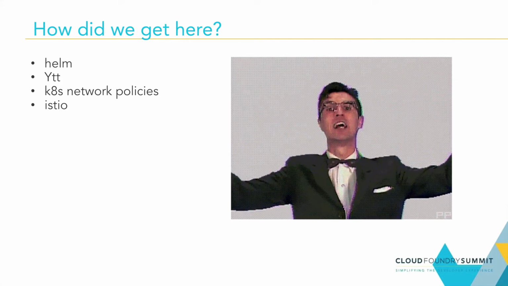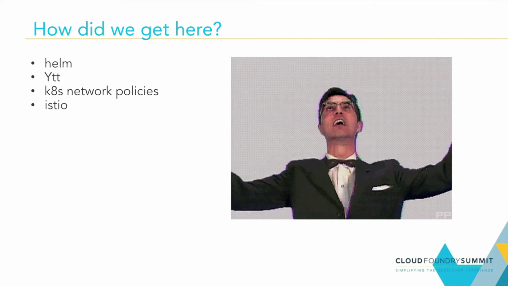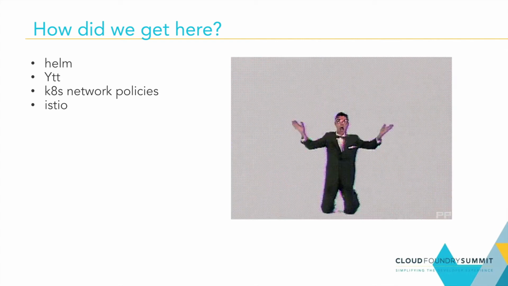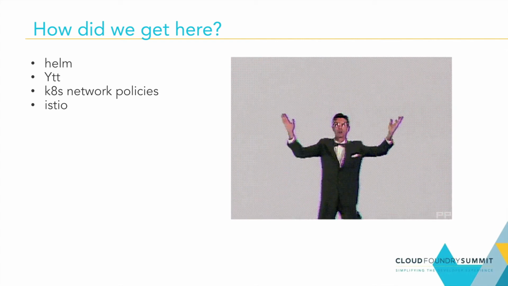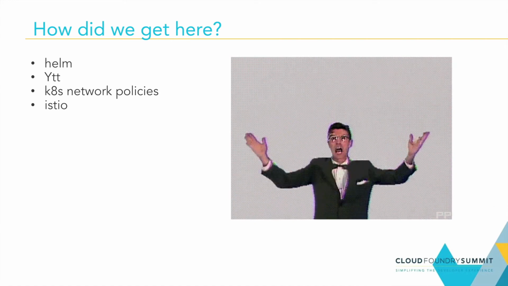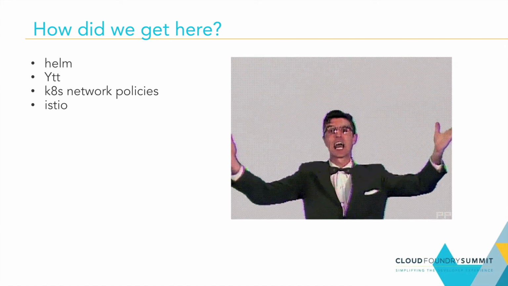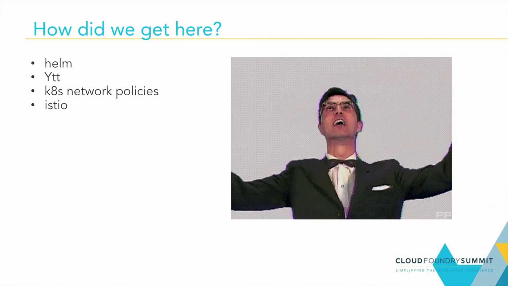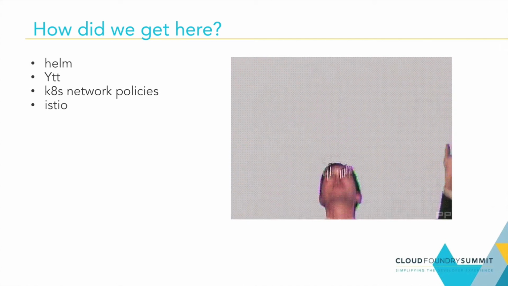Now I'm going to talk a little about what challenges and considerations we've faced thus far in developing Prometheus on CF for K8s. If you're not familiar with these tools, Helm is a package manager for Kubernetes. YTT, as mentioned before, is a templating tool. Network policies are a K8s construct that specify how a pod can communicate across network entities, and Istio is a service mesh.